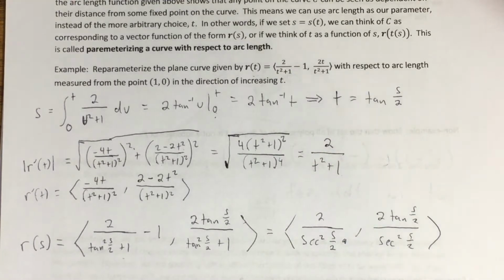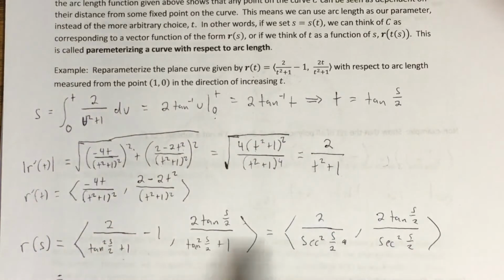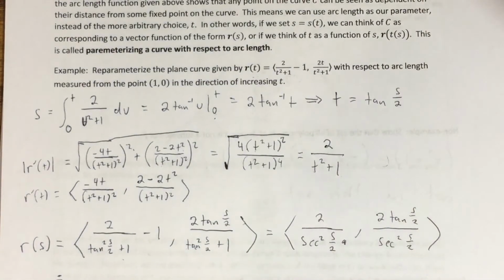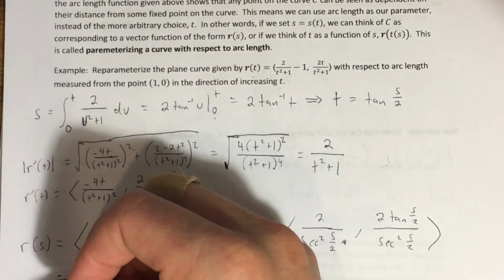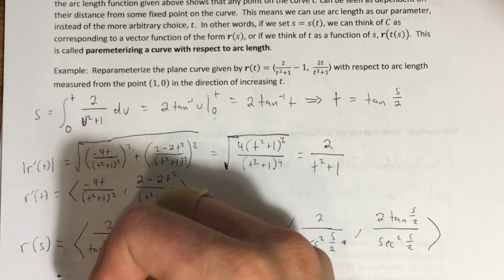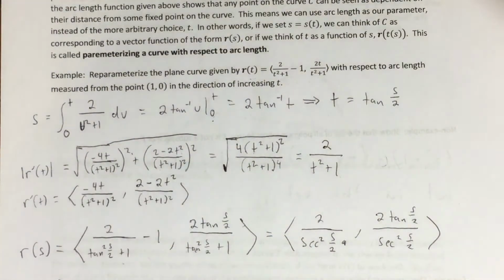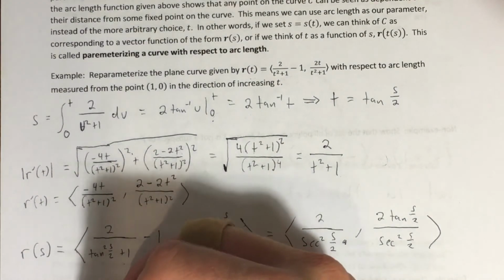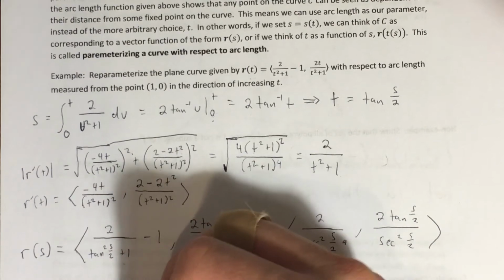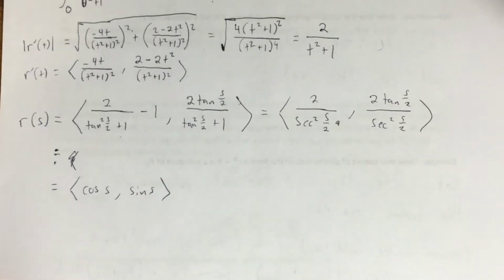However, I'm going to let you fill in some of these blanks here. We can simplify this in a slightly different way. With the appropriate trig identities, we can actually show that this thing simplifies to something much, much nicer looking. It simplifies to cosine of s, sine of s. Okay? I realized I was off the screen.